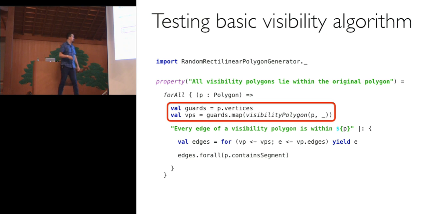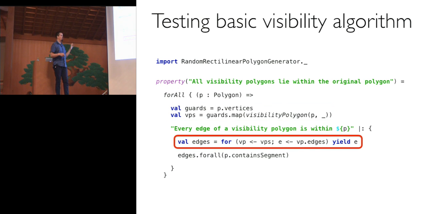But what was tested is, in fact, that each of these visibility polygons lies within the original one. Specifically, if we take all edges of all visibility polygons using this for comprehension, we check that every single one of these edges is contained as a segment in the original polygon P. That should be easy enough. Let's see what we got.